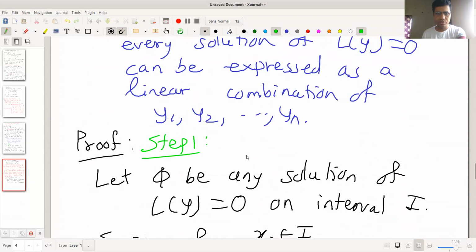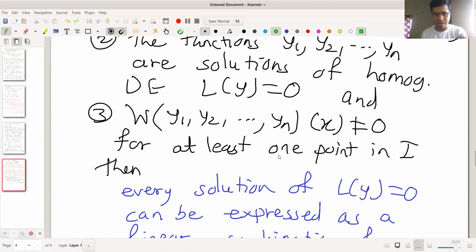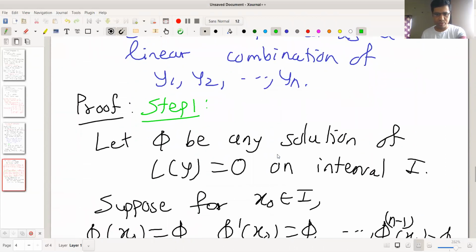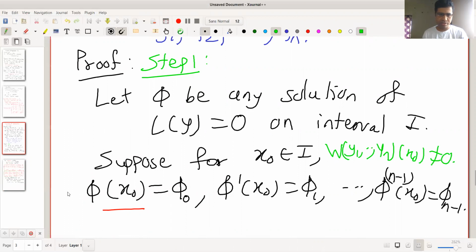So this is the second condition, at least at one point, that is x naught. So we should mention it. Suppose for x naught in I, the Wronskian of y1, y2 to yn at x naught is non-zero. And here we write, let phi of x naught be this.